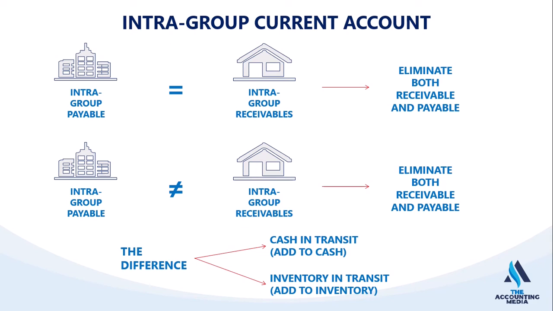Now what do we now do? Whenever there is cash in transit and you are preparing your consolidated statement of financial position, you add the cash in transit to your cash. And whenever there is inventory in transit and you are preparing the consolidated statement of financial position, what do you do? You add the inventory in transit to your inventory, and automatically that is the end of intra-group current account.